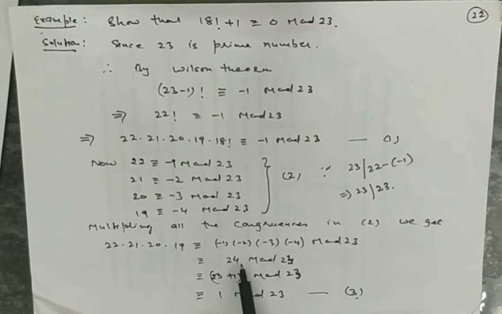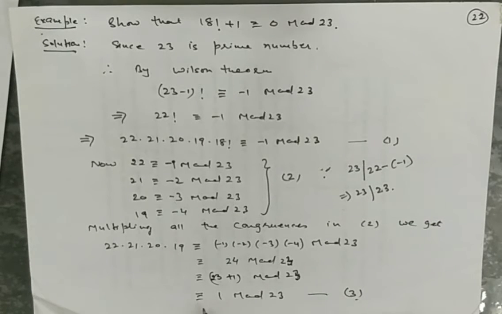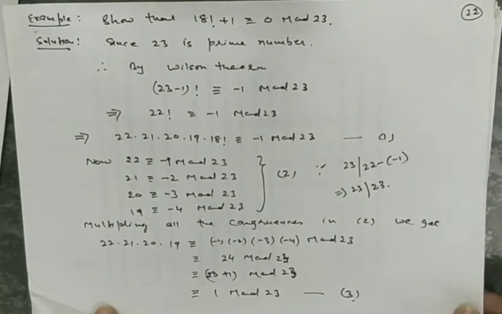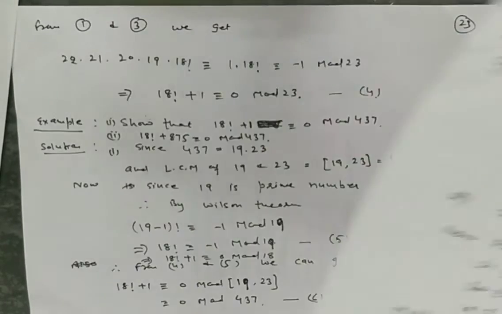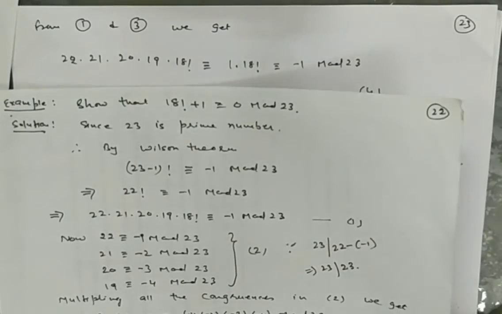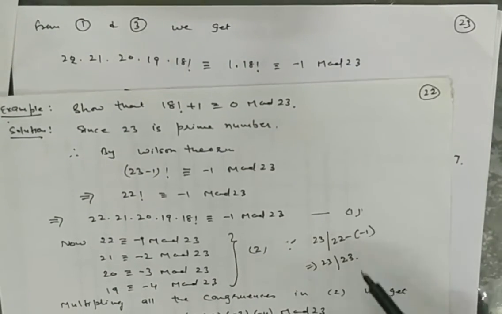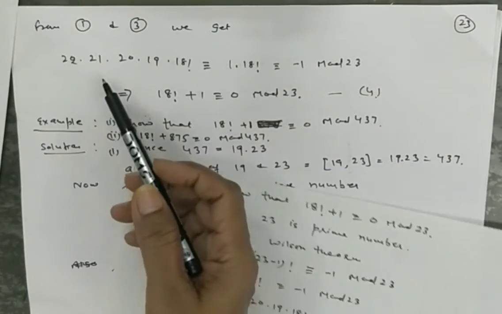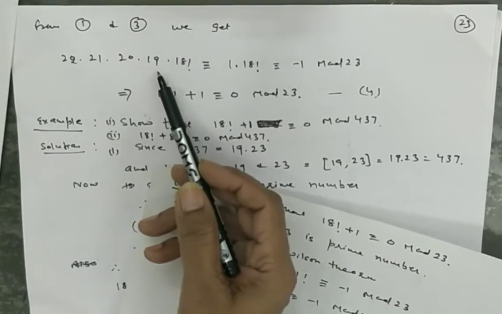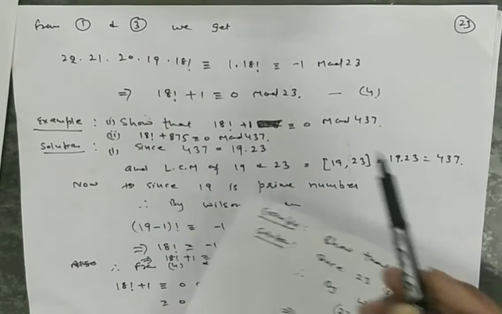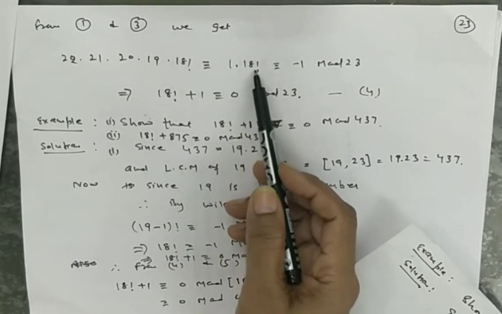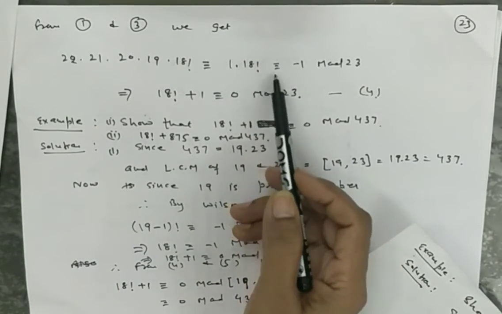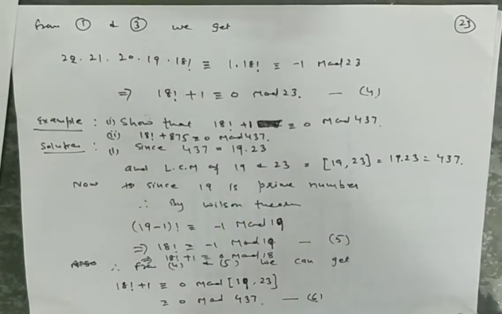But 24 can be written as 23 plus 1 modulo 23, therefore it will be congruent to 1 modulo 23. Let it be marked as 3. Now from this 1 and 3, what we get? We get 22 into 21 into 20 into 19 into 18 factorial is congruent to 1 into 18 factorial, and that is congruent to minus 1 modulo 23.